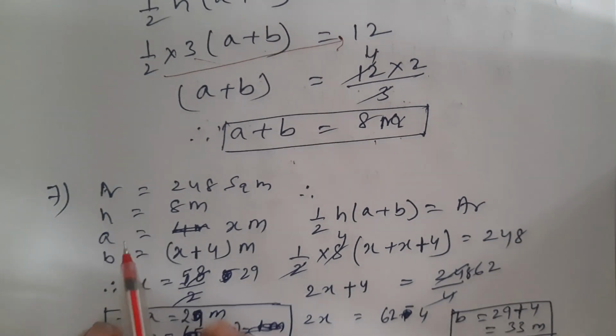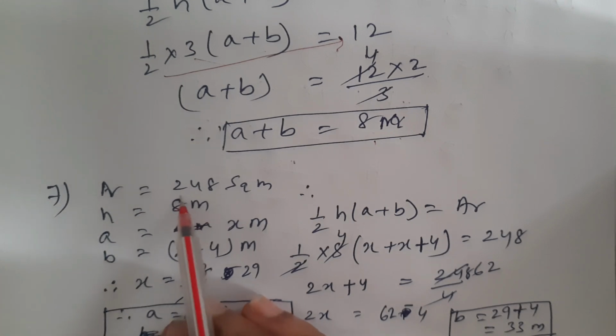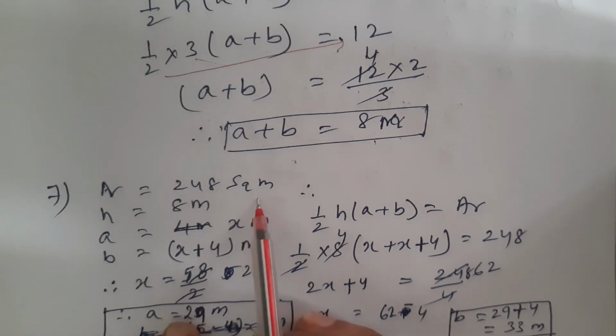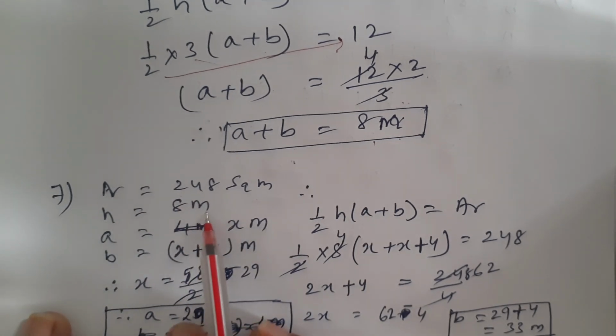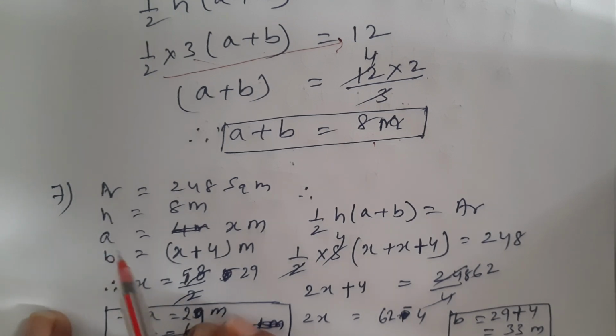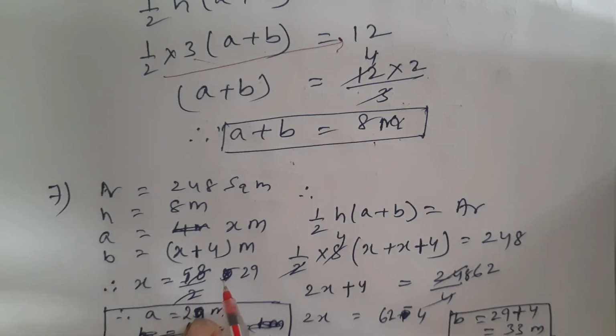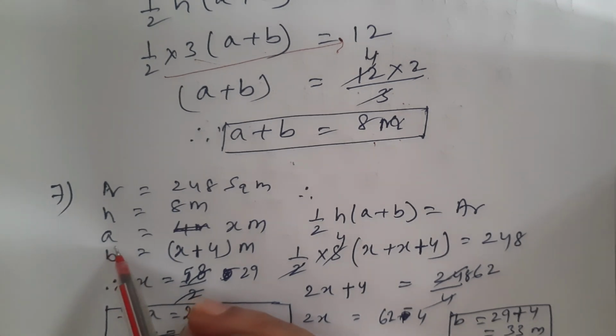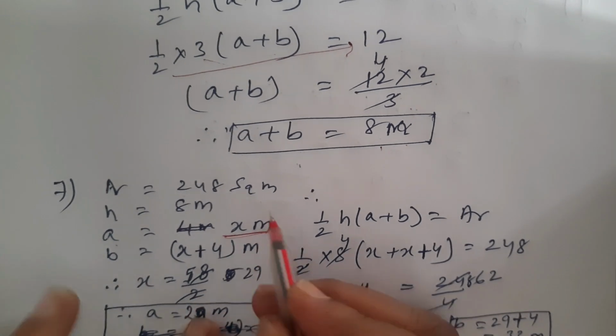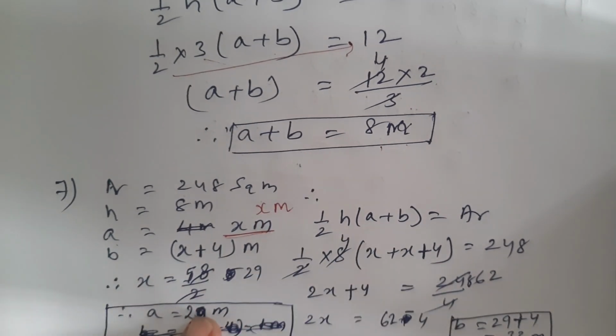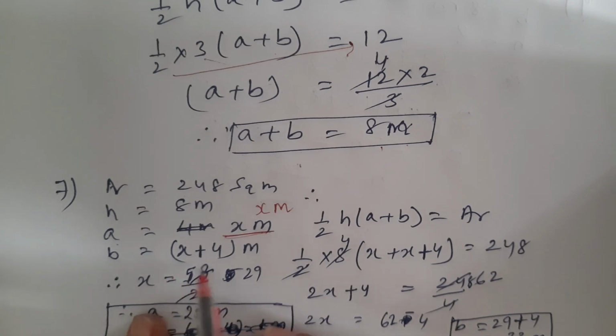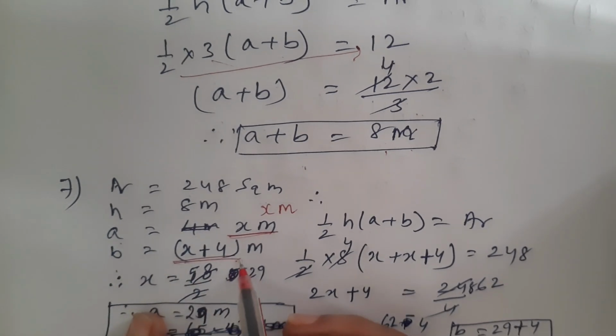In question number 7, it is given area is 248 square meter. Height is given 8 meter. One of the parallel sides is given as greater than the other side by 4. So I considered one of the parallel sides to be x meter. So I considered one parallel side as x and the other, as it is given, is 4 greater. So I considered b as x plus 4.